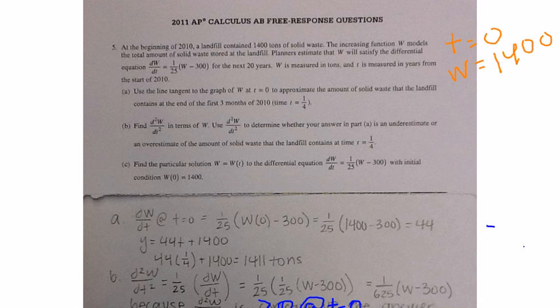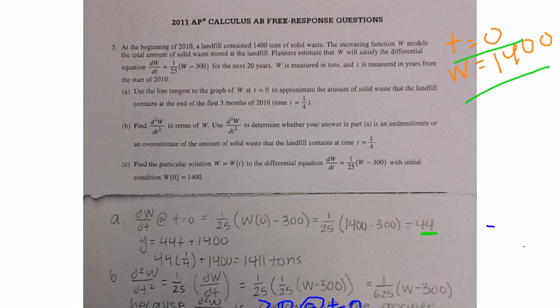So I just plug in 0 to W prime, and I get 44. That's my answer. So that's my slope. And because of the point I was given in the question, I know that the y-intercept is 1,400. So I can just plug that right into my tangent. And then I attack the second part, which is the approximation part. So it says to approximate the amount of solid waste that the landfill contains at the end of the first 3 months of 2010, time t equals 1/4.